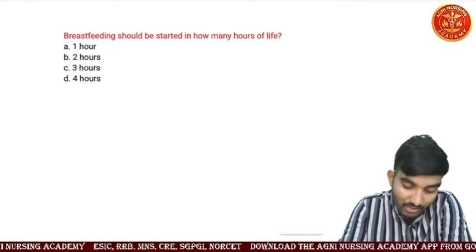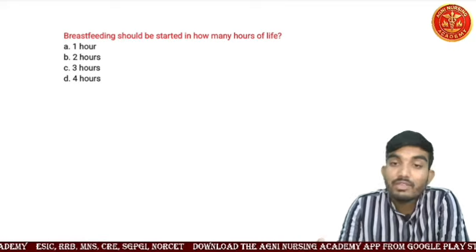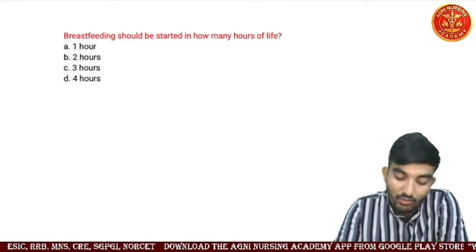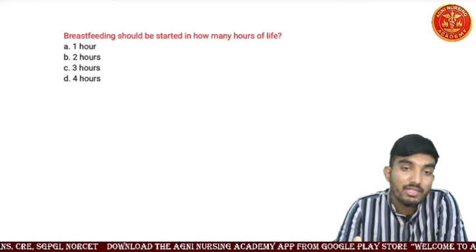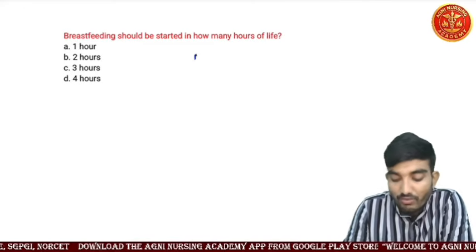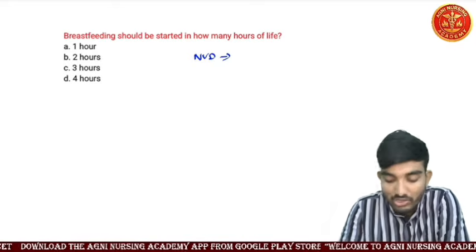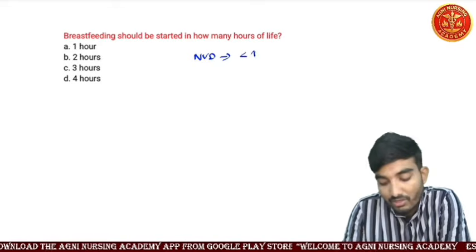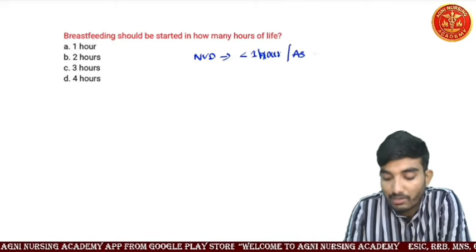Breastfeeding should be started within how many hours of life after delivery? Option A, 1 hour. Option B, 2 hours. Option C, 3 hours. And option D is 4 hours. In a normal vaginal delivery, we start breastfeeding as soon as possible, within 1 hour.